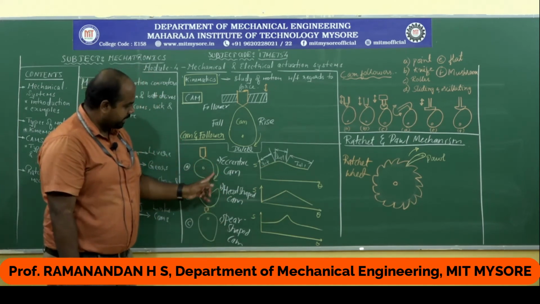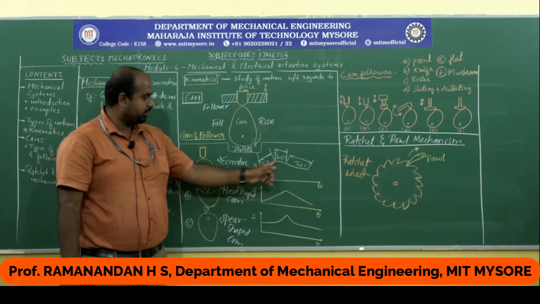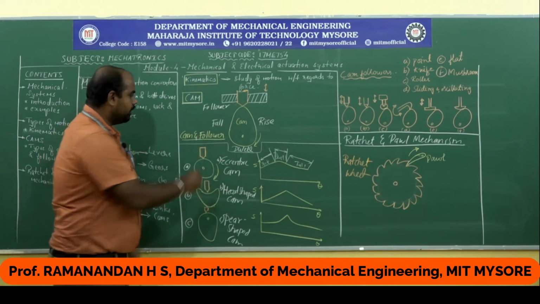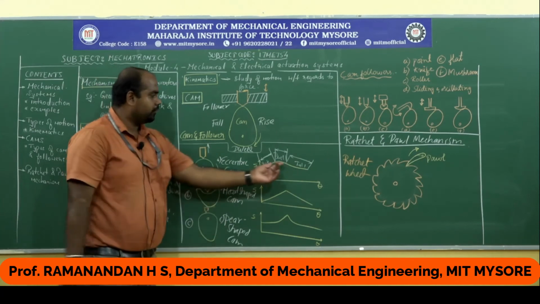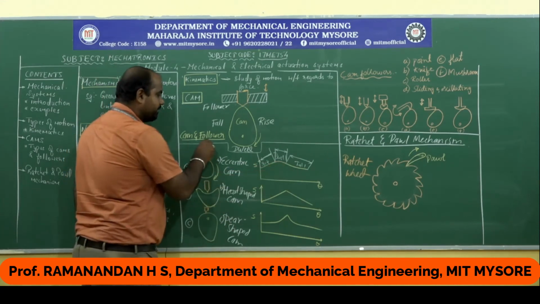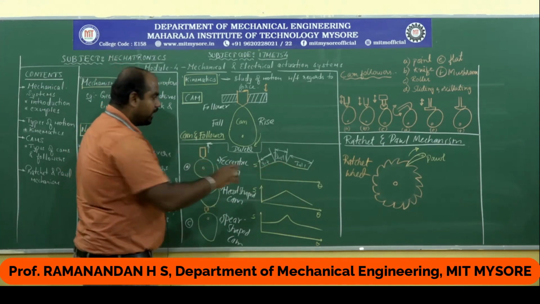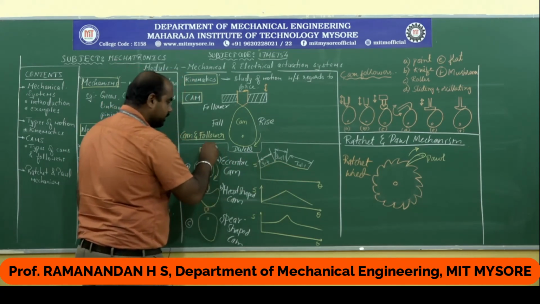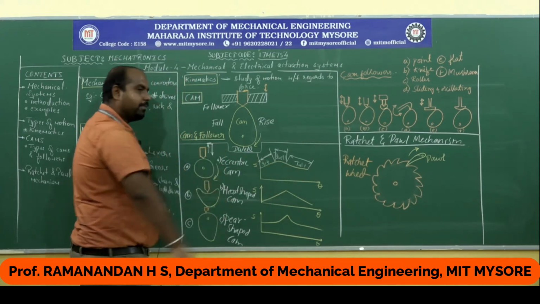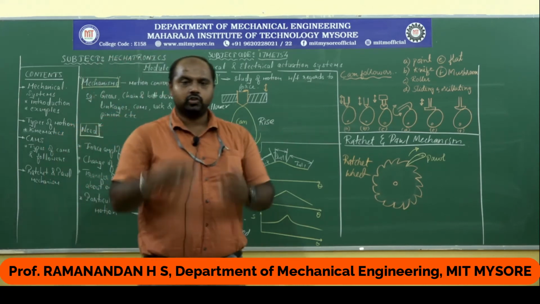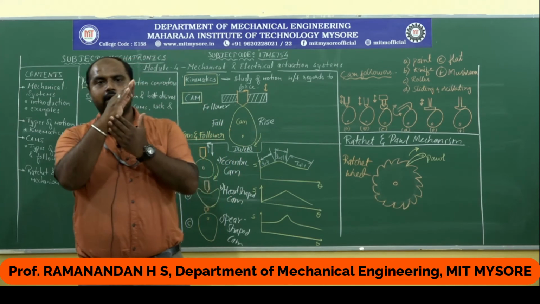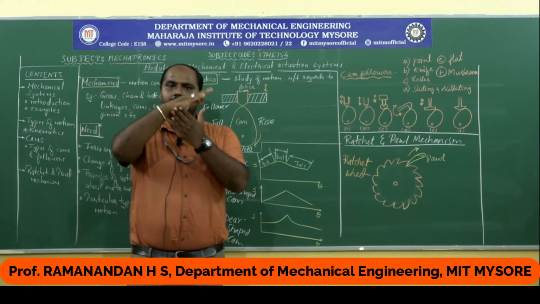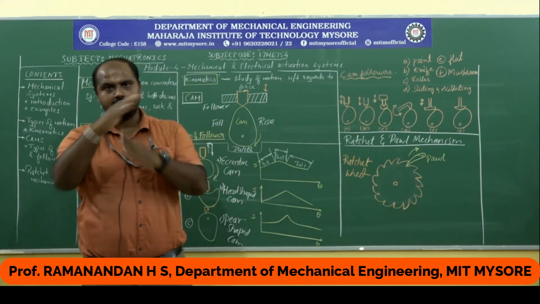So depending upon the rise phase, you can see the movement of the follower. The follower moves upwards. During the dwell phase, it remains constant at this position. At the fall phase, the follower will again come back to its original position. So this is how the cycle is usually defined. The valve opens and remains open, and then the valve closes in the fall cycle.